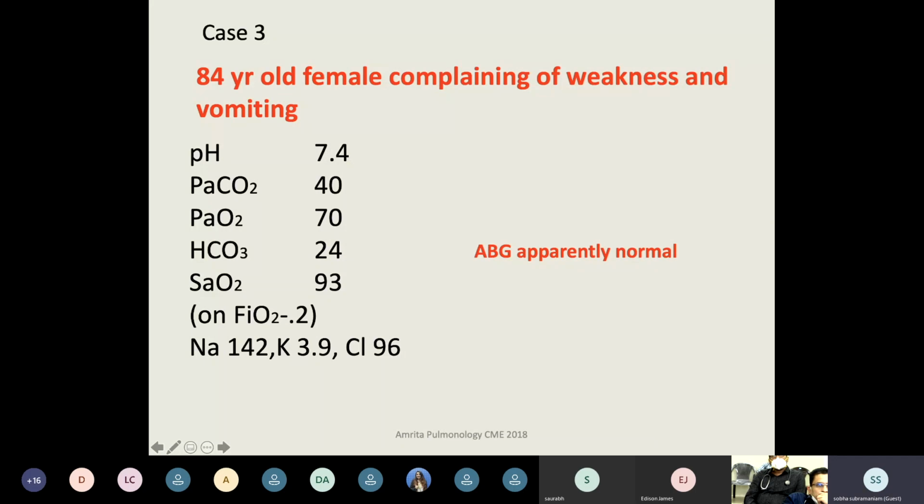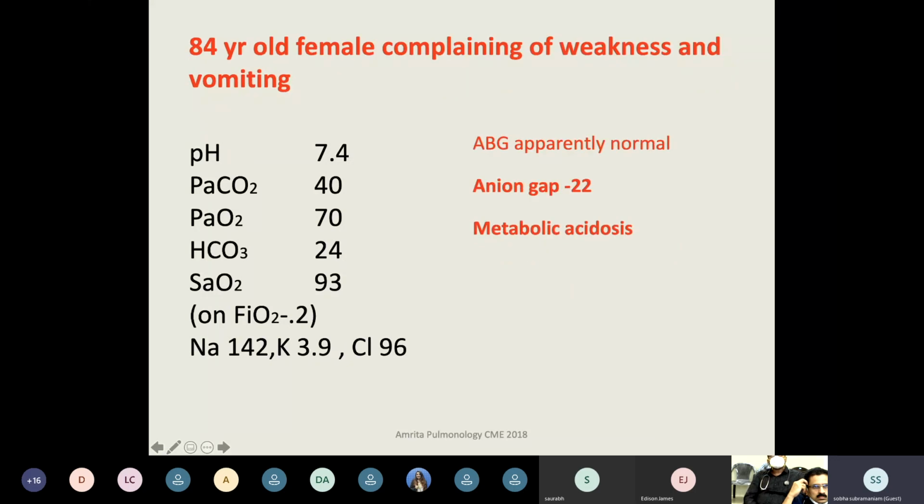I think the clue is you calculate the anion gap. So 142 minus 96 plus 24. So that is 142 minus 120. The answer is 22. So she has an anion gap, and this is high anion gap metabolic acidosis. So then why is her pH 7.4? So there should be something more than that.